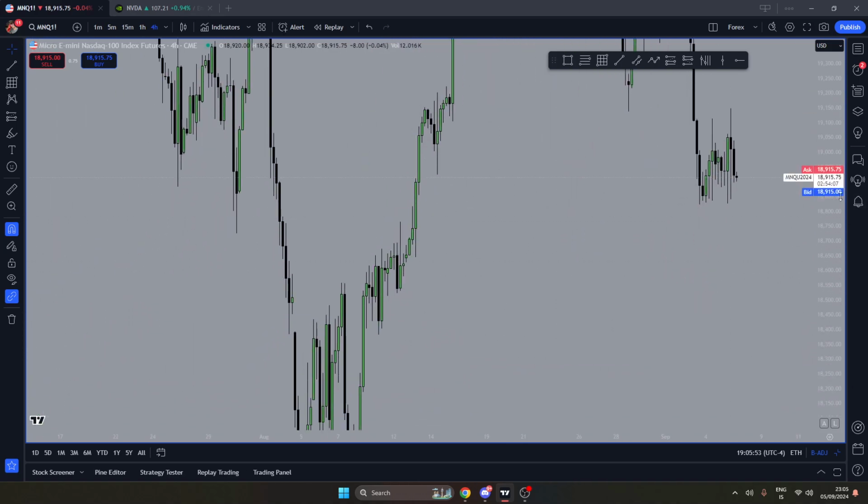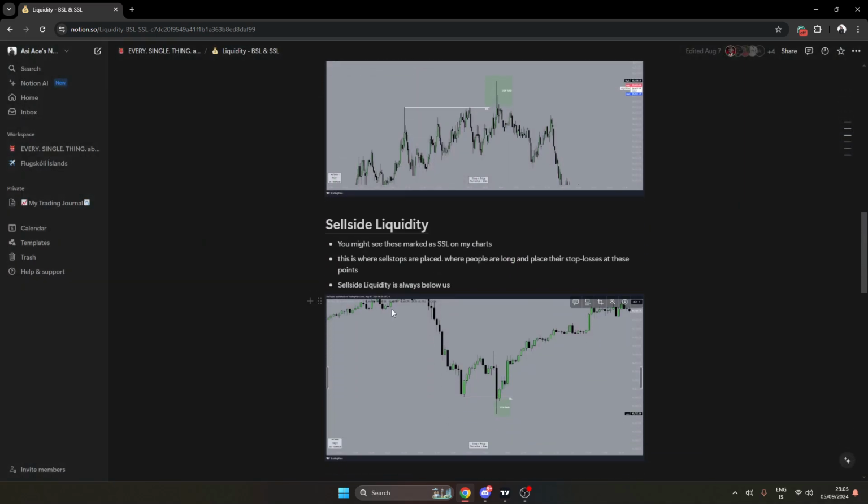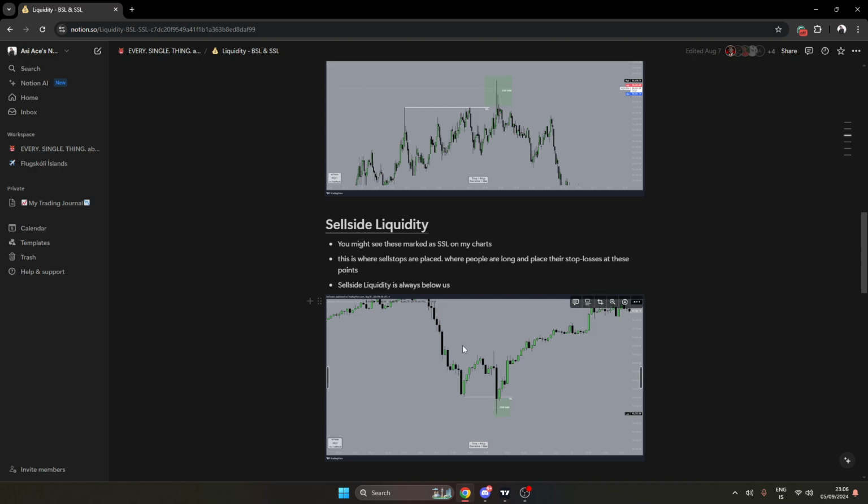Vice versa for, I'll teach sell-side liquidity first. Sell-side liquidity. You might see this marked as SSL on my charts. This is where sell stops are placed, where people are long and place their stop losses at these points. Sell-side liquidity is always below us.